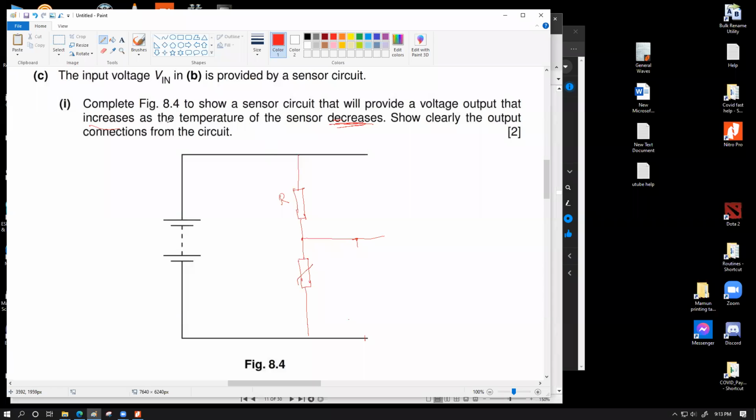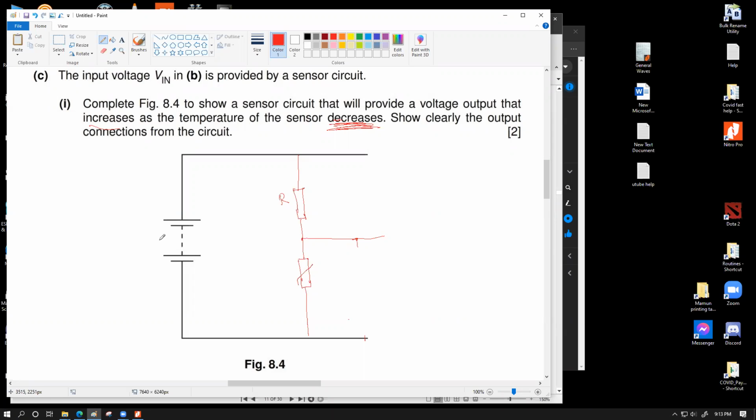That's what I'm trying to choose here. It shows that we need to provide a voltage output that increases as the temperature of the sensor decreases. Now try to understand that when the temperature of the sensor decreases, this will start to have a higher resistance. Having a higher resistance means, in terms of ratio, this resistor will now consume a bigger fraction of the voltage from the fixed supply. Right?